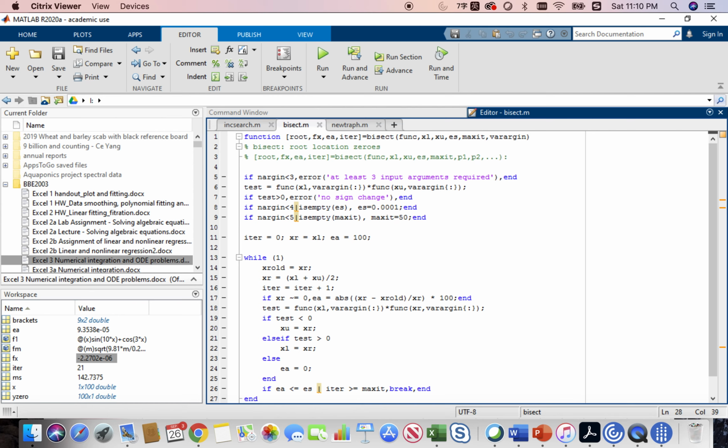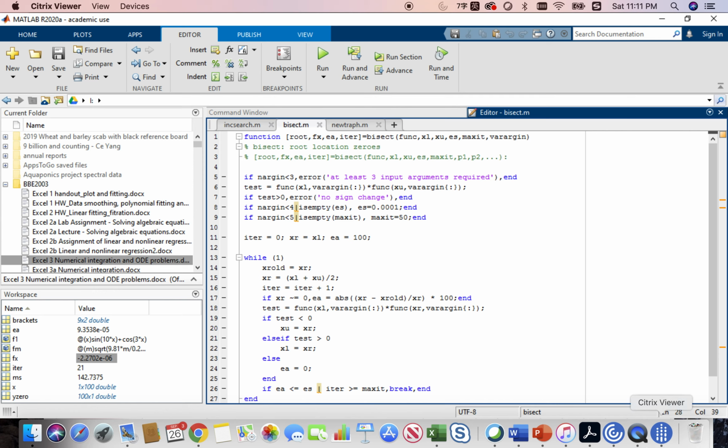So next we initialize several values. First is iteration. We initialize it as 0, and also we give the lower bound as the current estimate of the root position, and the error calculation is initialized as 100. The error has a range of 0 to 100.